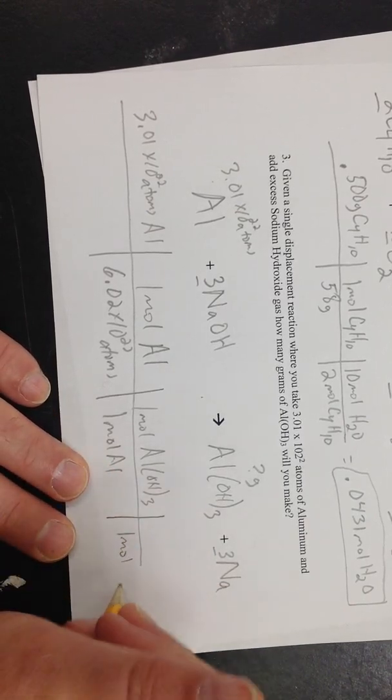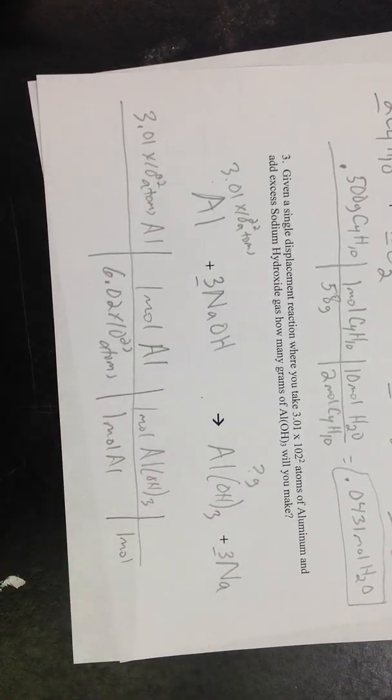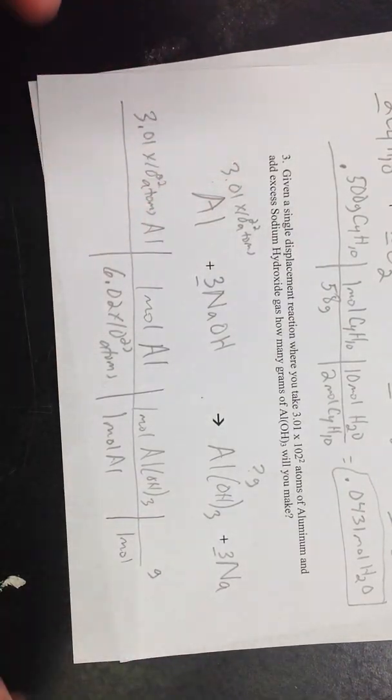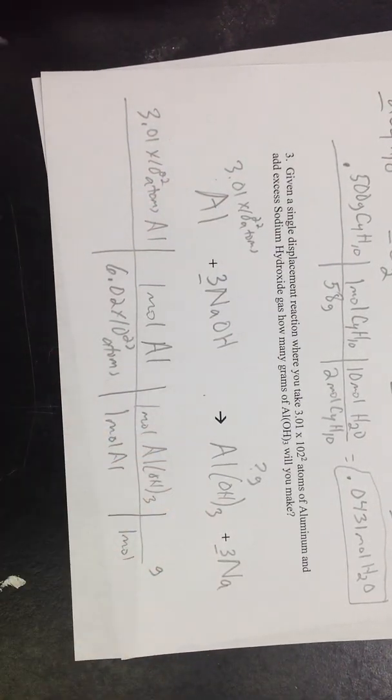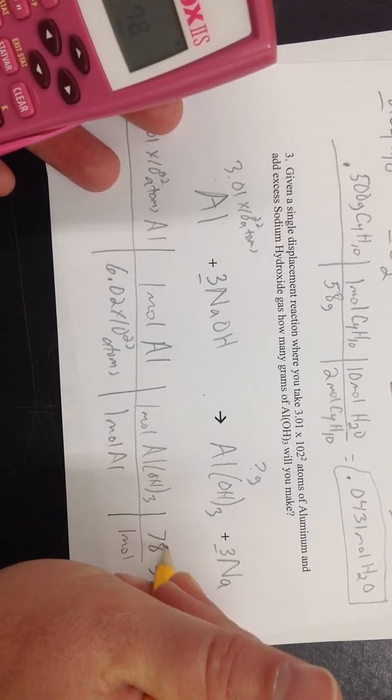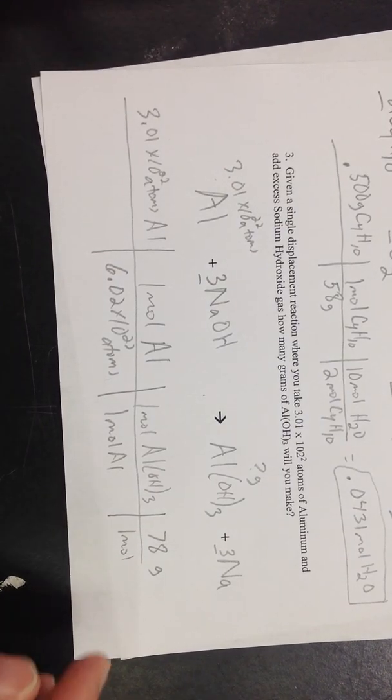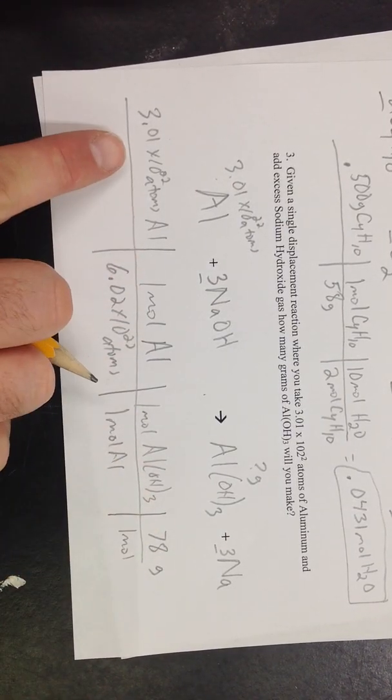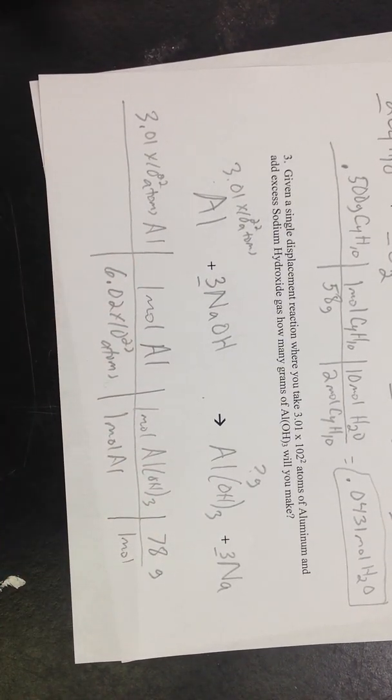And again, we know 1 mole of anything equals its molar mass. So we're going to go to the PT. When you see the G, go to the PT. We've got 1 aluminum, so that's 27 on the periodic table, 3 times 16 plus 3 times 1. So we get a molar mass here of 78 grams for aluminum hydroxide. 78 times the big number divided by 6.02 times 10 to the 23rd will give us our answer.